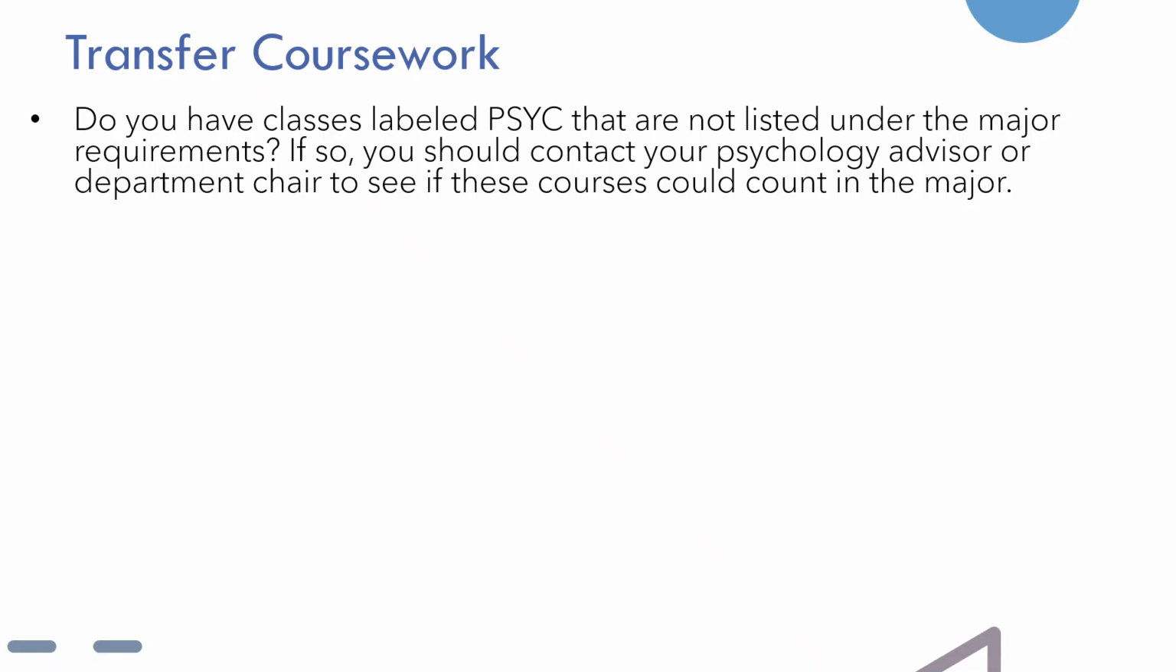Another question to consider is if you have classes that are labeled as psych classes on your DegreeWorks audit that are not listed under the major requirements. If so, you should contact your psychology advisor or the department chair to see if these courses could count in the psychology major.